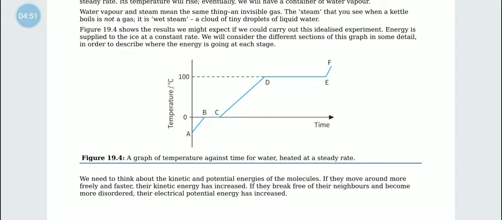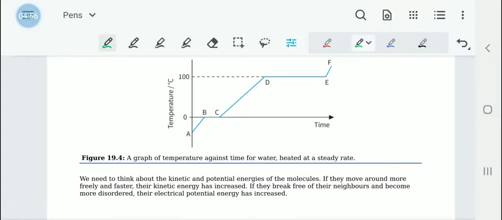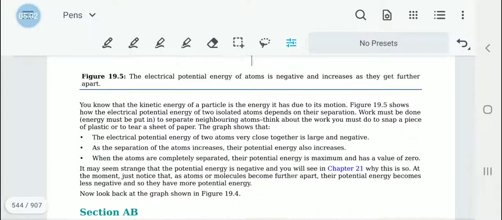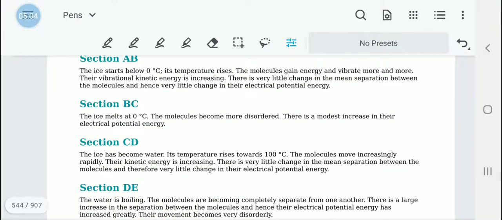Then from B to C, this is the point when they actually change their state. As you can see here, this part B to C, it changes the state. At this point, when it is becoming disordered, generally there is a somewhat higher increase in the electrical potential energy.